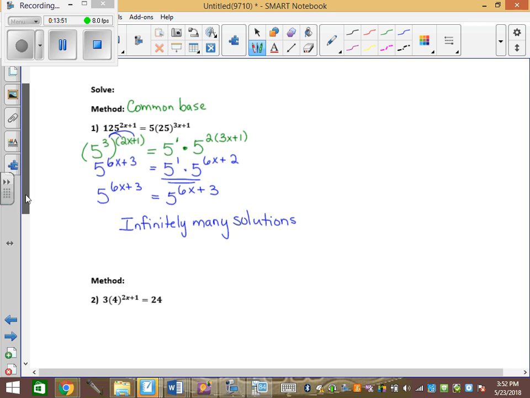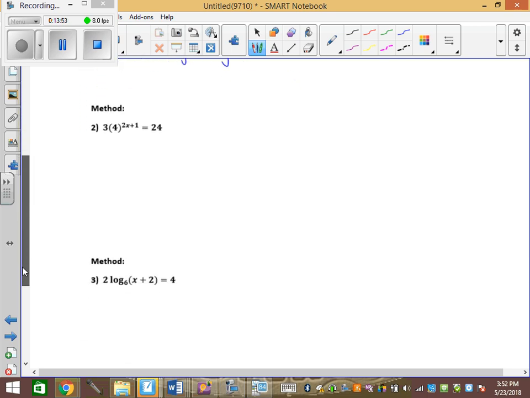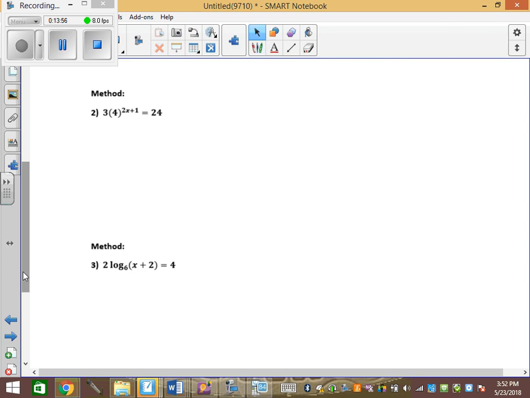Okay. We're going to look at number 2. So number 2, we look and say, can we do common base? As of right now, we can't. However, you also have to look and see. This is 3 to the exponent 1, and this is 24 to the exponent 1. If you have two bases that are to the exponent 1, you can put them together. So we're going to divide by 3. And we're going to get 4 to the 2x plus 1 equals 8. And now we can actually make them common base.